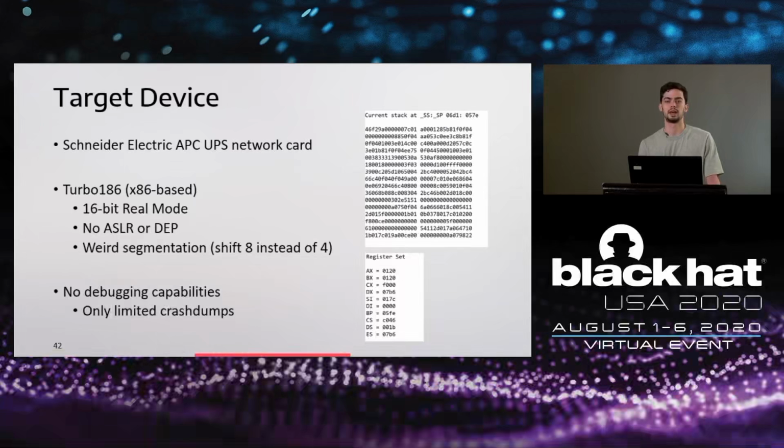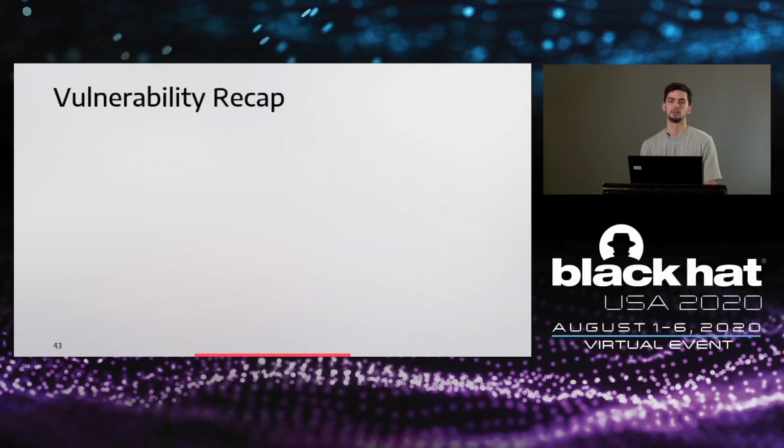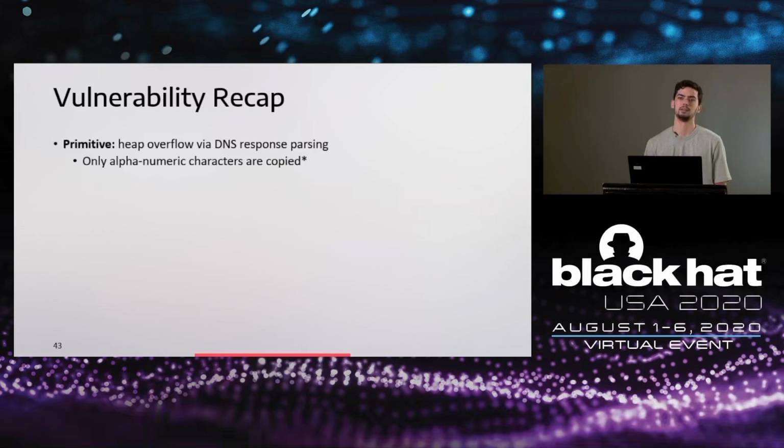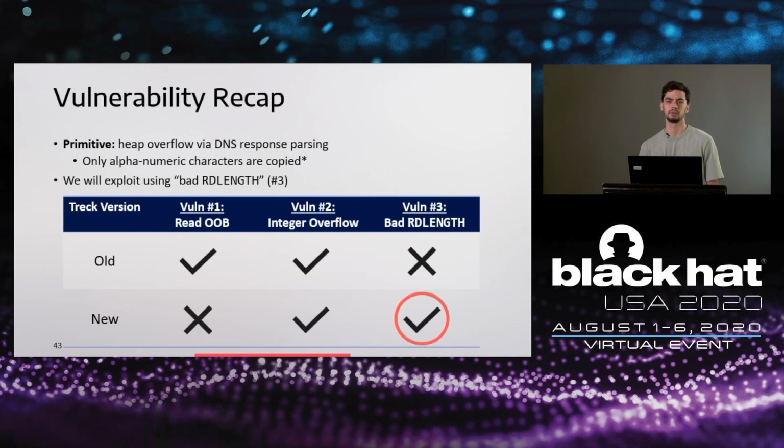And during our research, we had essentially no debugging capabilities, so we focused mainly on static analysis and reverse engineering, and we also had a little bit of assistance from partial crash dumps, including a stack trace and some registers. So just to recap the vulnerability, our primitive is a heap overflow through DNS response parsing. Because this is a slightly newer version of Treck, we can only overflow with alphanumeric characters and hyphens. We chose to exploit on this device using the bad RD length vulnerability.